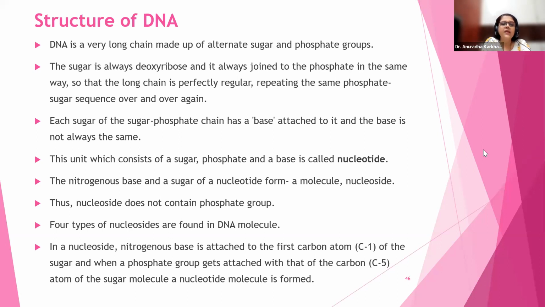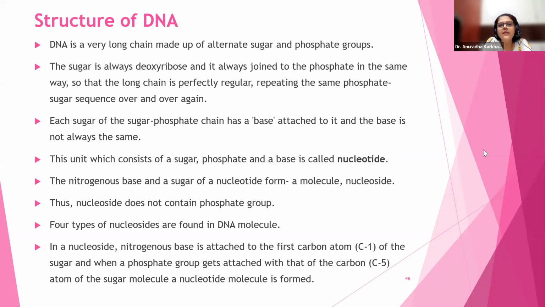Okay. So this unit, which consists of a sugar, phosphate and base, is called a nucleotide. I guess we have already seen about the nucleoside and nucleotides. The nitrogen base and the sugar of a nucleotide form a molecule which is nothing but a nucleoside. And thus a nucleoside does not contain a phosphate group. 4 types of nucleosides are found in DNA. In a nucleoside, the nitrogen base is attached to the first carbon of the sugar.